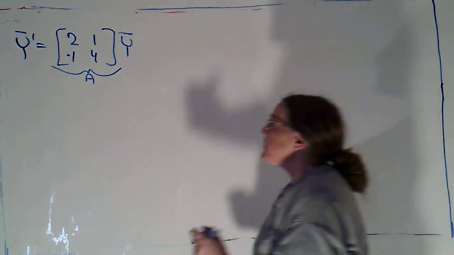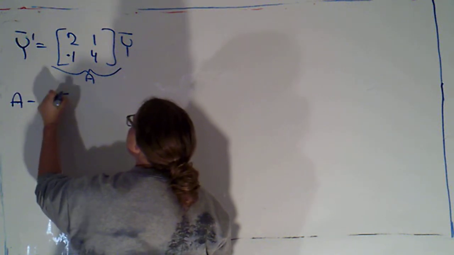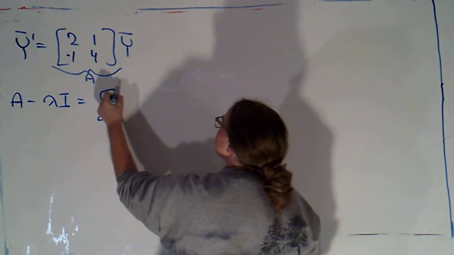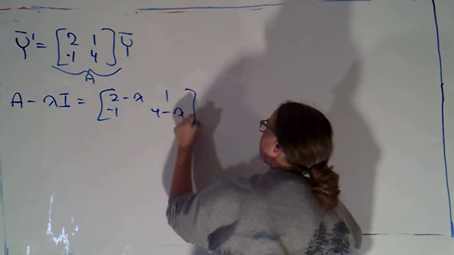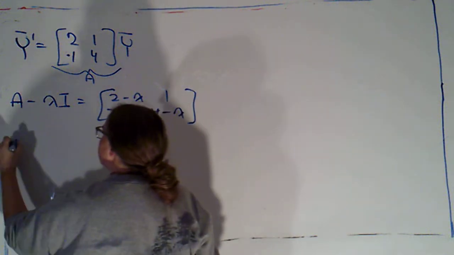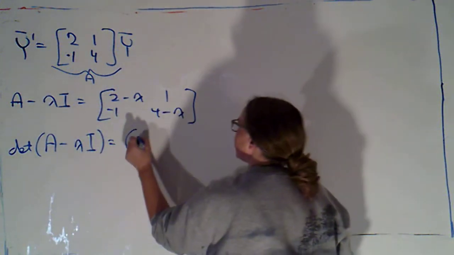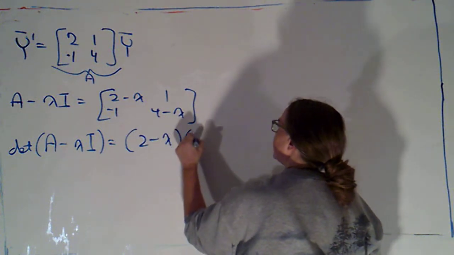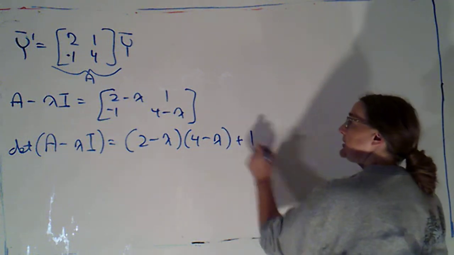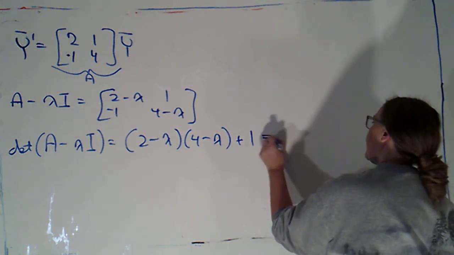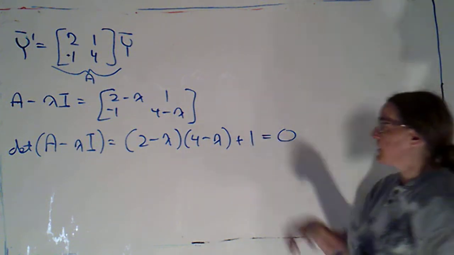Okay, so I'm going to start by finding my eigenvalues. A minus lambda I would be 2 minus lambda, 1, -1, 4 minus lambda. If I take the determinant of A minus lambda I, that's 2 minus lambda times 4 minus lambda minus a -1 times 1, which is +1, and my characteristic equation is setting that equal to 0. So let's multiply this out.